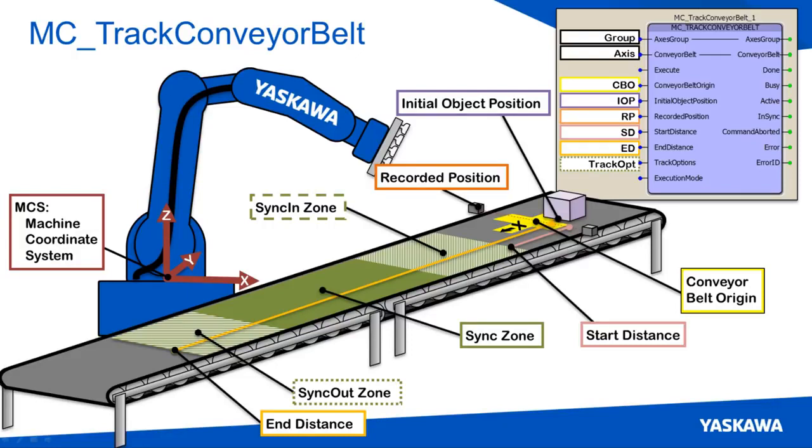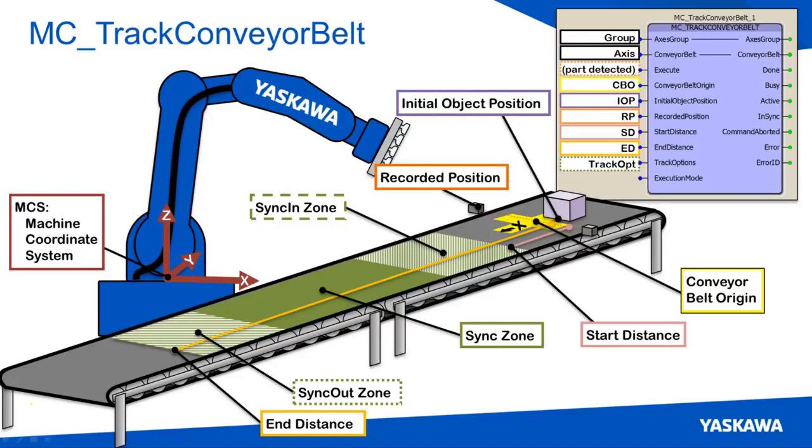The next thing is the recorded position. That is the position of the conveyor belt when the track conveyor belt function block is executed. So it's just like a trigger that you would use with an MC buffer or anything else. You set up your trigger and you capture the position and you put that in as the recorded position. Now typically this is also the time when we execute the MC track conveyor belt. We have a part now. We have all of the information we need in order to begin tracking.